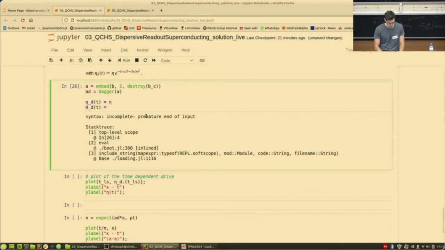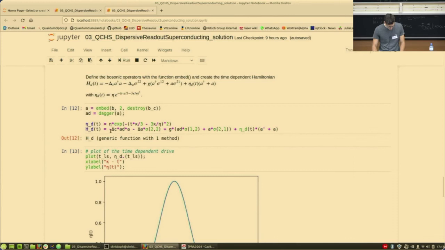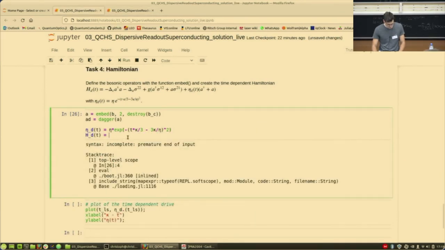And now we should just implement this time-dependent drive, which is basically given by this eta times an exponential function of minus brackets t times kappa over 3, and then still minus 3. So this is just arbitrary what I do actually. It's not some real physical system. It's just something I wanted to choose. Okay, and then we also need to square this. And actually, I'm just copying the Hamiltonian from my solution because I'm tired. But the point is that this Hamiltonian is time dependent. So we made it a time-dependent function, and we included this time-dependent function for the drive.